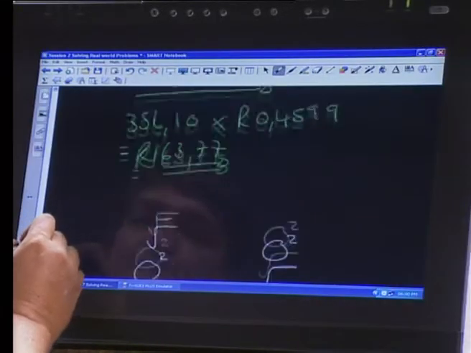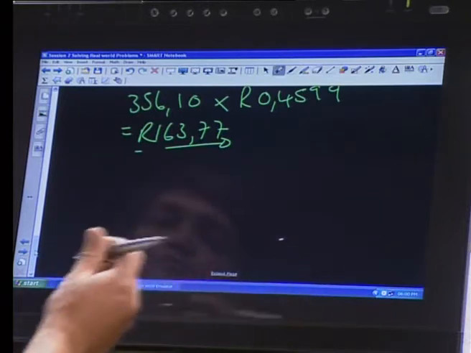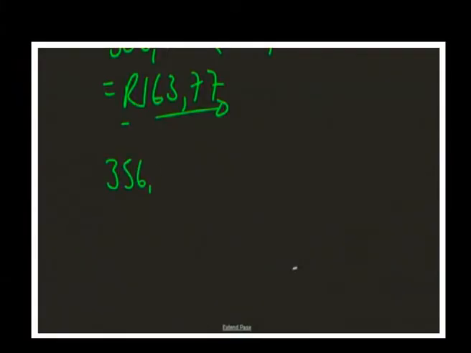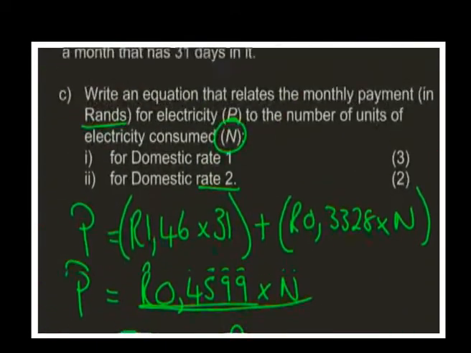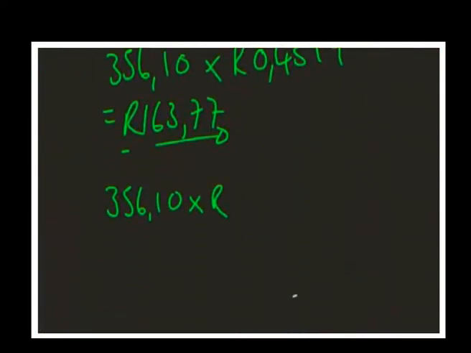So let's try and figure it out. Let's try and prove that we are doing the right thing. So I'm going to say, right, we use 356.1 units. We multiply every one by, what was rate number 1? Rate 1 said 0.3328.